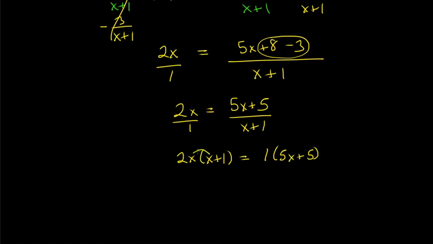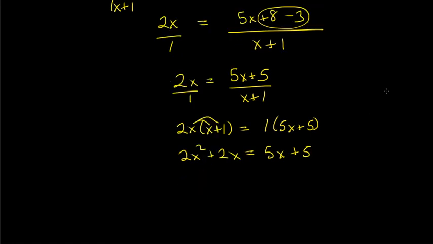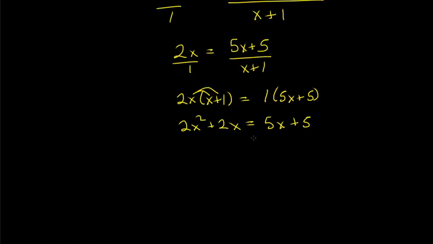On the left, we're going to multiply this out. We get 2x squared plus 2x, and there's nothing to multiply on the right. It's still 5x plus 5. So this will be quadratic. Let's take away the 5x from both sides and the 5. So we get 2x squared minus 3x minus 5 equals 0. Standard quadratic equation.